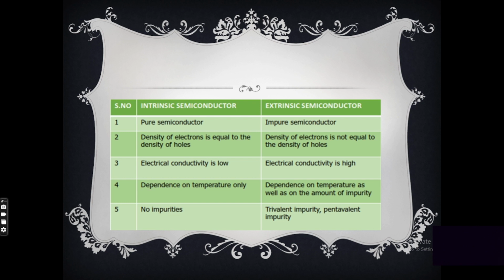In intrinsic, the density of electrons is equal to the density of holes. In extrinsic, the density of electrons is not equal to the density of holes. In intrinsic, electrical conductivity is low. In extrinsic, the electrical conductivity is high. Intrinsic depends upon the temperature only. Extrinsic depends upon temperature as well as impurity. So there is no impurity for intrinsic. Extrinsic means adding trivalent or pentavalent impurity atoms.